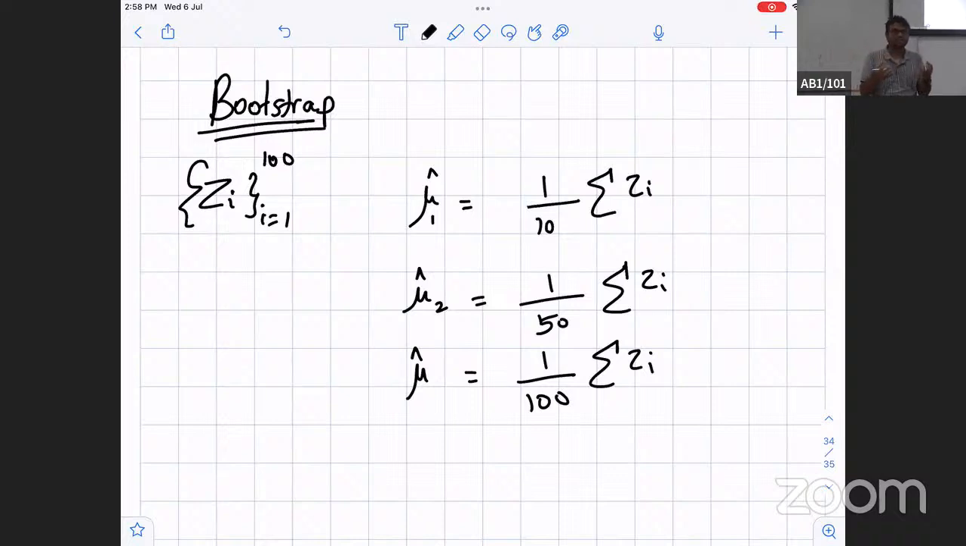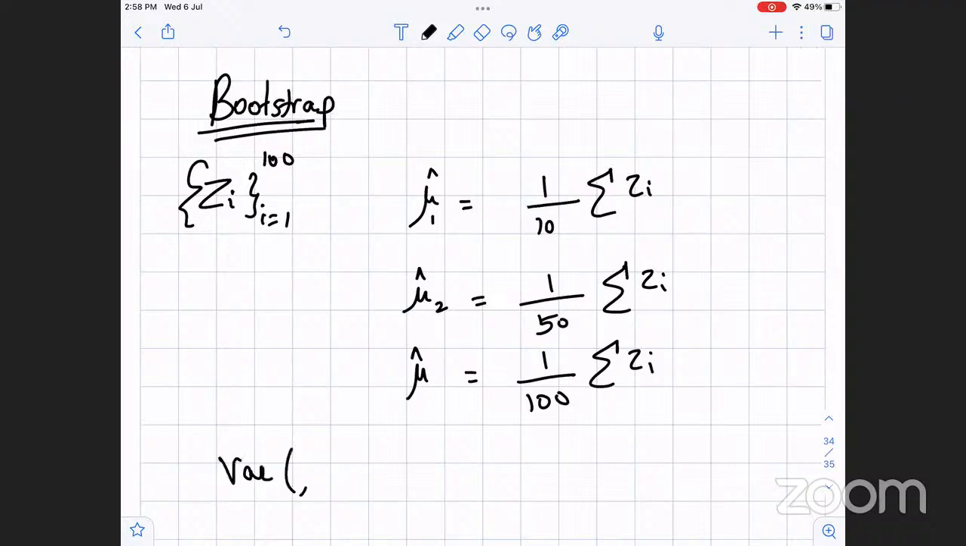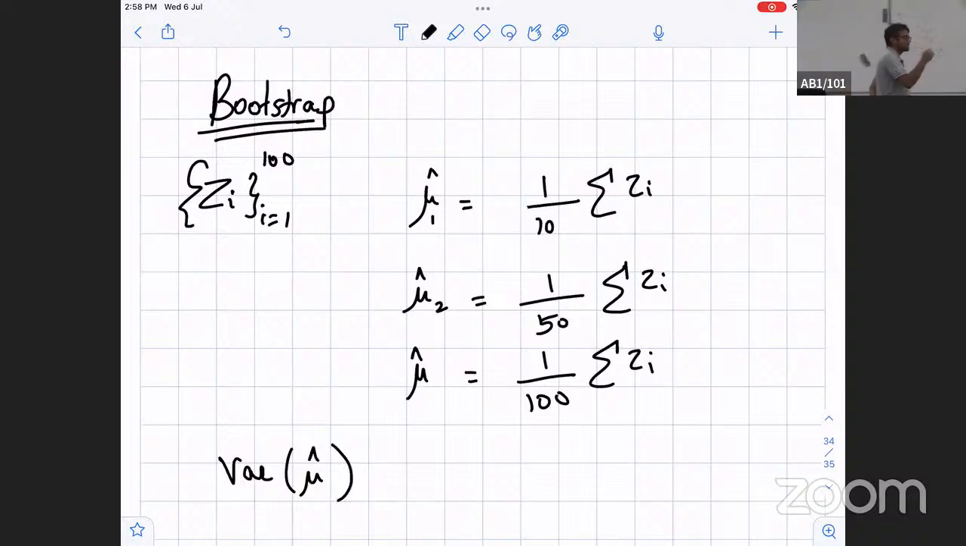What's the keyword here? What's the probabilistic statement to make here? Most representative of the data. Representative of data is also true. Taking more is better representation. But what I am looking at is the variance of each of these estimators. What is the variance of mu hat? Which one has the highest variance?